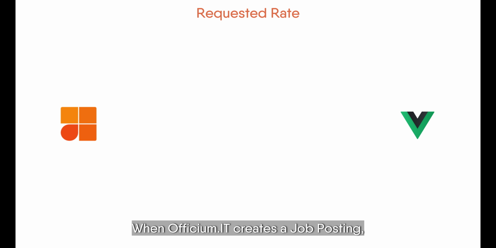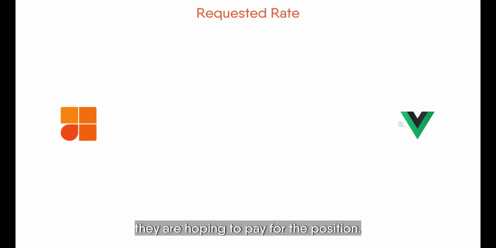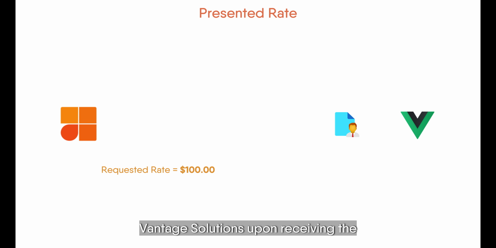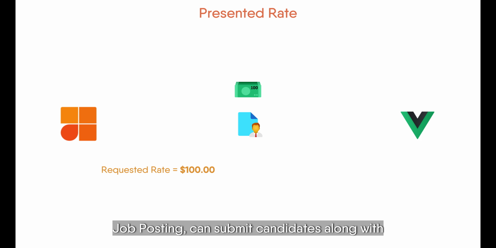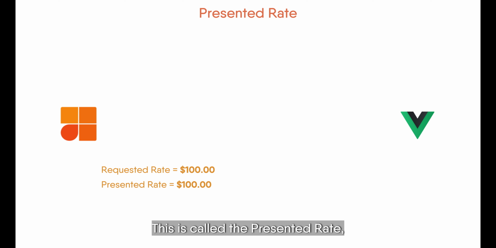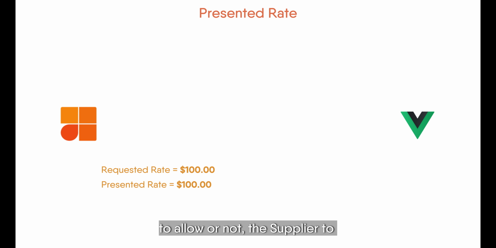When Officium IT creates a job posting, they set a maximum rate they are hoping to pay for the position. This initial rate is known as the requested rate. Vantage Solutions, upon receiving the job posting, can submit candidates along with their rates. This is called the presented rate, which Officium IT can then compare with the requested rate. It is possible to configure the job posting templates to allow or not the supplier to increase the requested rate.